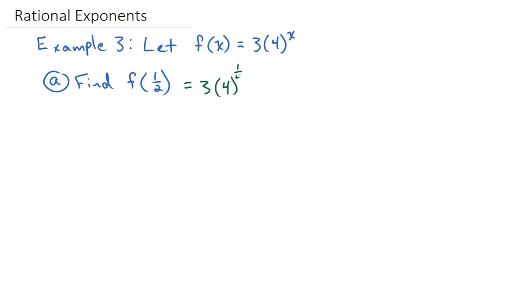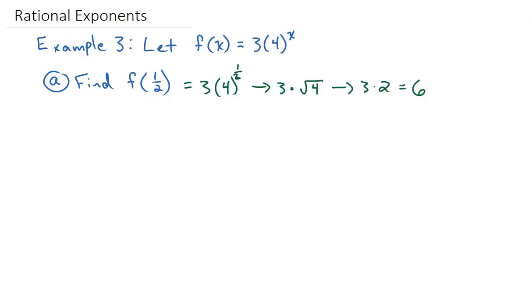And after that, we're following the order of operations. The order of operations says to do the exponent first, and I'm going to do that by first converting it to a radical. So that's going to give us 3 times the square root of 4. Then the square root of 4 is 2, so we have 3 times 2, which equals 6.